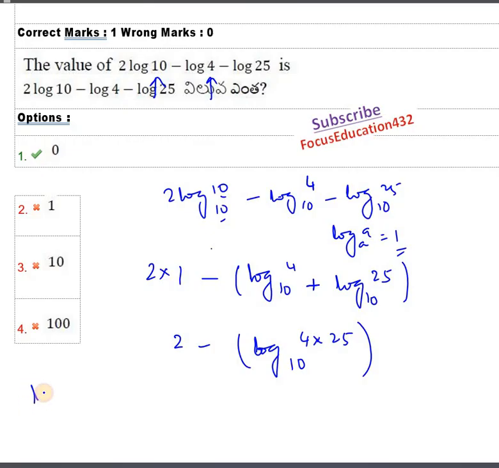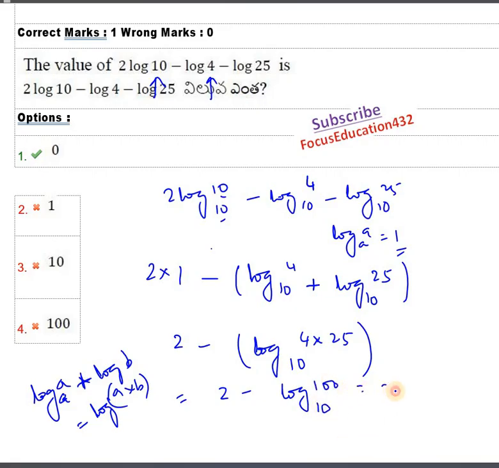So which formula have we used here? Log a plus log b means log a multiplied by b. The same formula we have used here: 4 multiplied by 25. So 2 minus log base 10 of, what is 4 into 25? 100. So this is the same as 2 minus log 10 square, base 10.